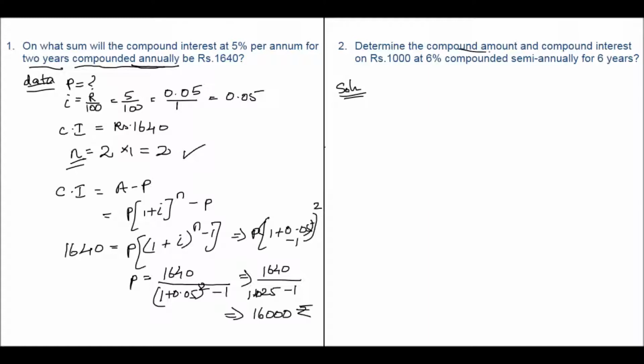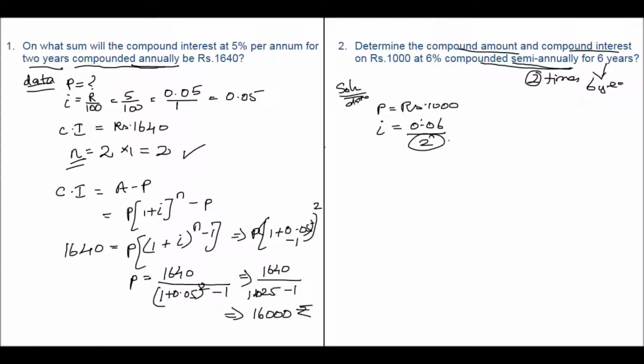Determine the compound amount and compound interest on rupees 1000 at 6% compounded semi-annually. Compounded semi-annually, so that is 2 times per year, and now for 6 years. Now I am going to write the data given. Principal P is rupees 1000, and the rate of interest is 6%, so 0.06 divided by 2.